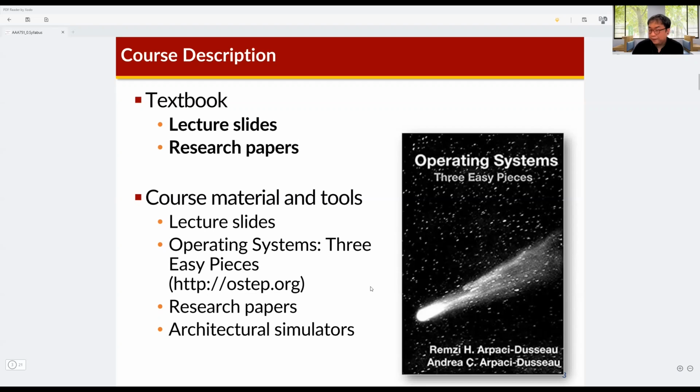And for the introduction to storage systems, we will use this textbook, Operating Systems: Three Easy Pieces. If you visit ostep.org, you can find the free PDF files for this operating systems book. The authors of this book, there are two authors, generously upload the PDF of each chapter of this textbook on this site. So you can easily access these articles. And for research papers, we will use the architectural simulators.